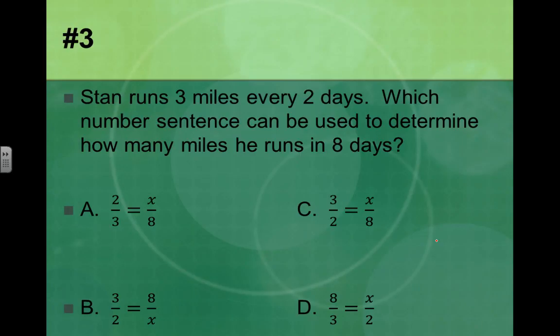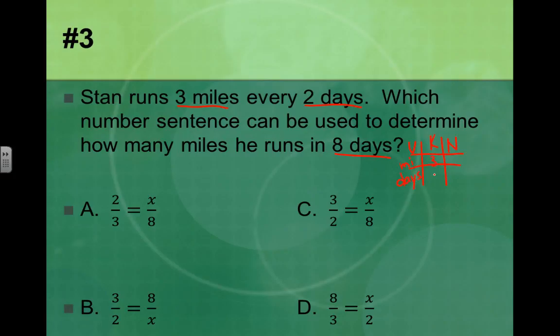So when we look at number 3, it says Stan runs 3 miles every 2 days. Which number sentence can be used to determine how many miles he will run in 8 days? So we're going to set up our UKN just exactly like we did with our last 2 examples. We're comparing miles and days.